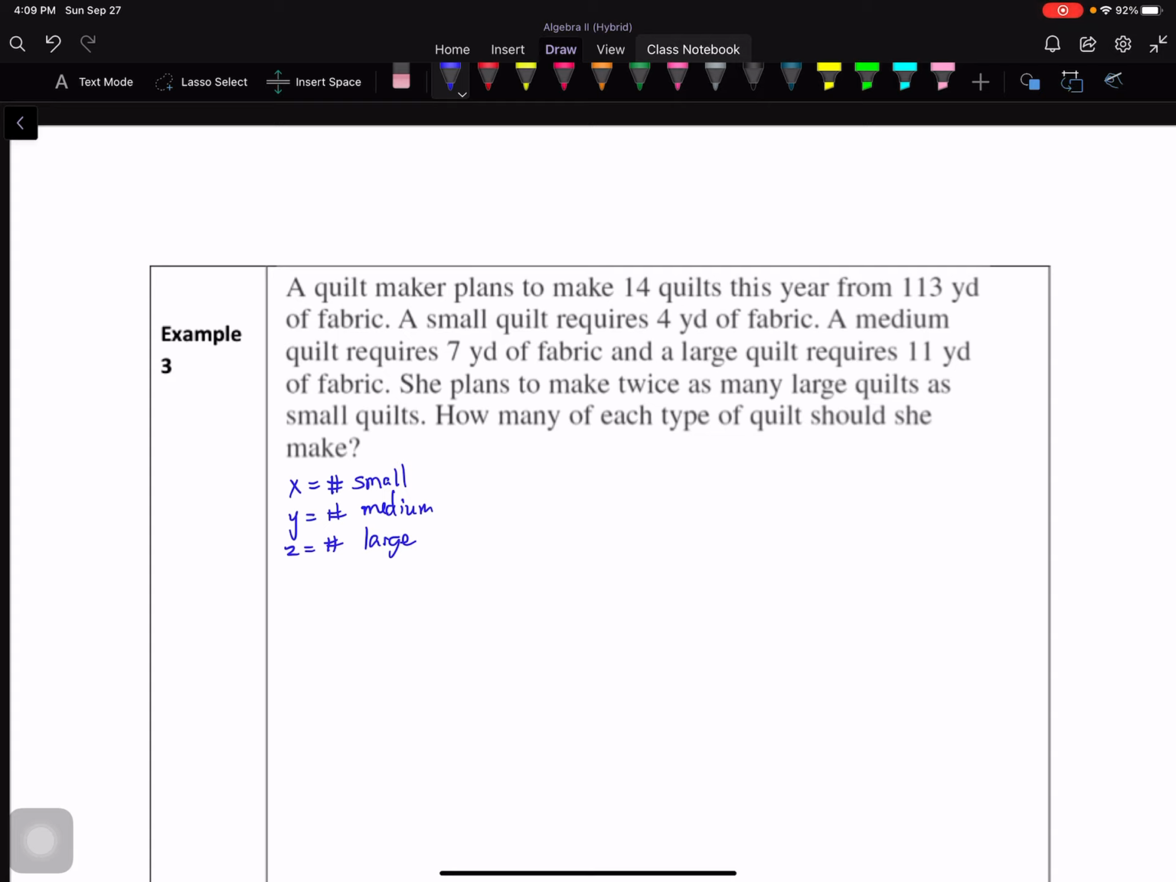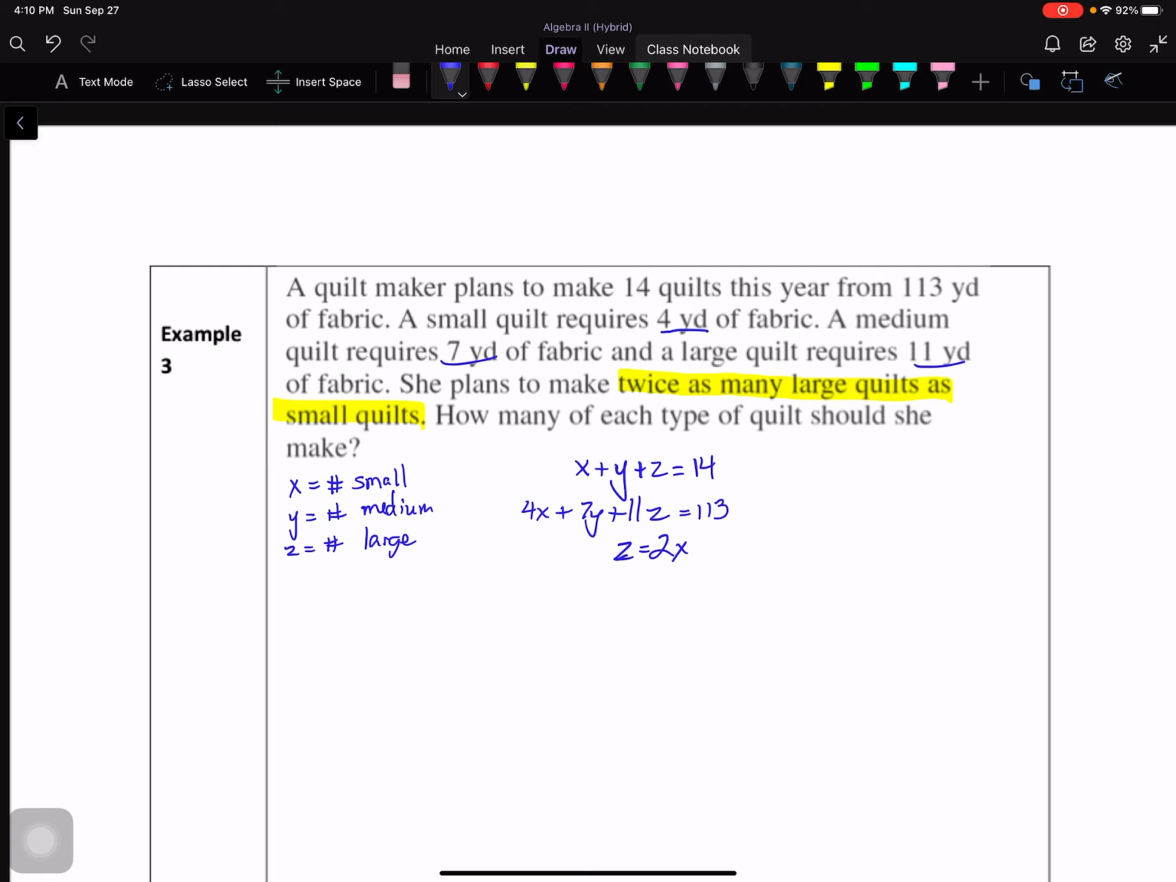So we can start with our first equation. We know that there's 14 total quilts. We could say that the number of small plus medium plus large is going to be 14. And we know the total number of yards it takes to make each one is 113. So starting with the small quilt, it is going to take 4 yards, so 4X, because we don't know how many small quilts, plus a medium is going to be 7, so 7Y, plus a large is going to be 11, so 11Z equals 113. And then this last one's going to be a little bit tough, but it says she plans to make twice as many large quilts as small quilts. So the number of large quilts equals 2 times the number of small quilts.